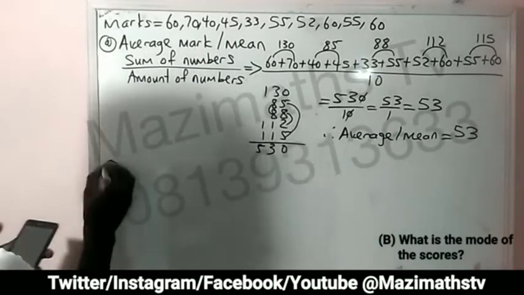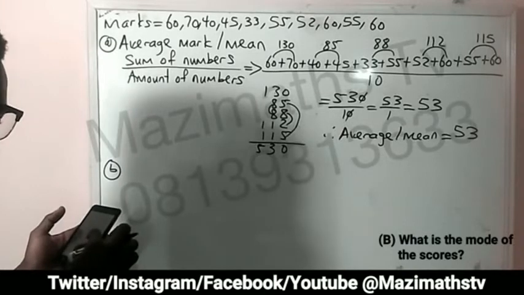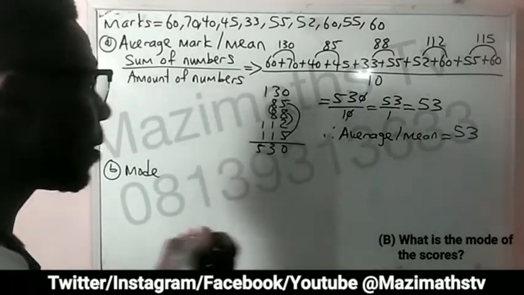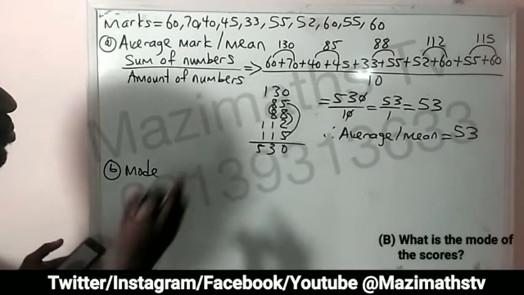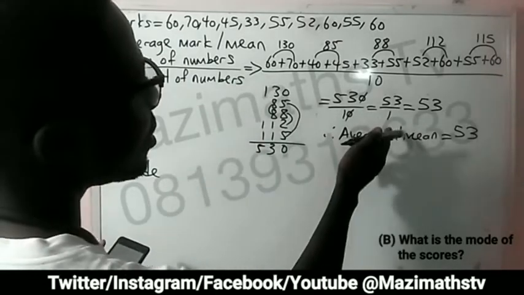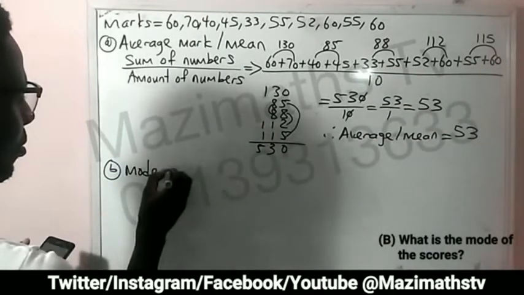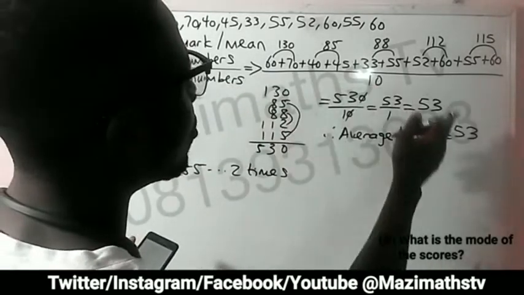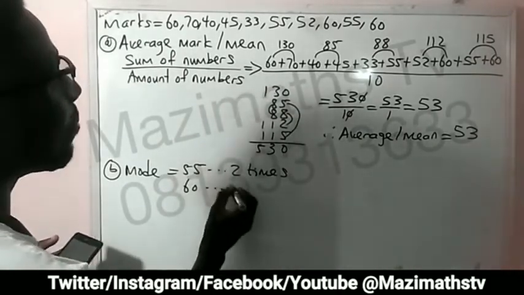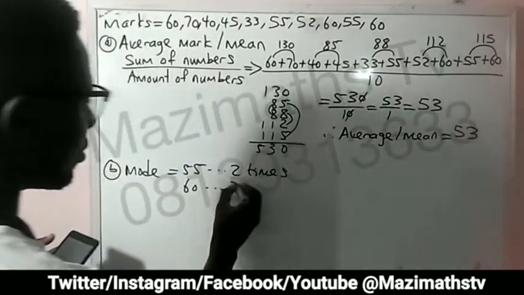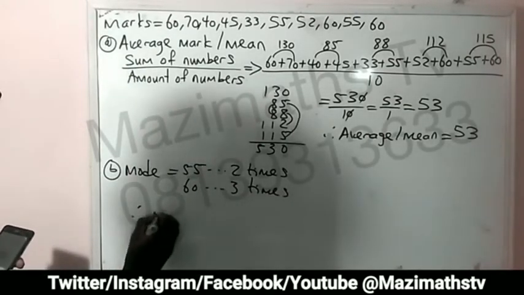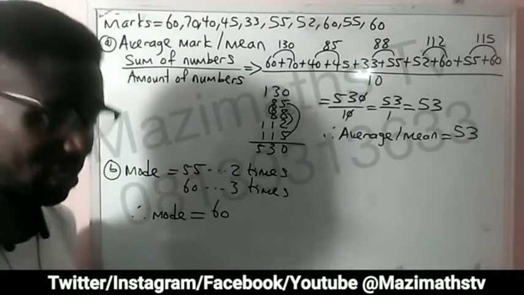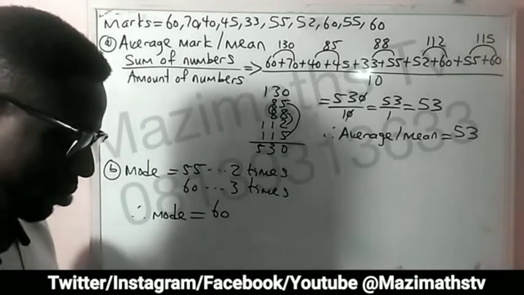Now B, find the mode of the scores. The mode is the number that appears most often compared to the others. You can see 55 appears 2 times. What other number appears more than once? That's 60. 60 appears 1, 2, and 3 times. So the mode of the scores is 60, since 60 appears more than the others. So that is that about that.